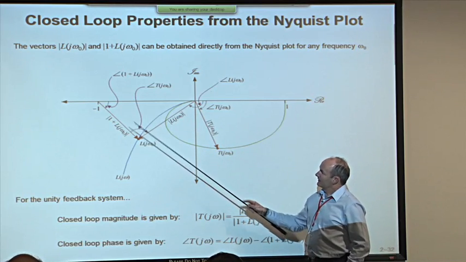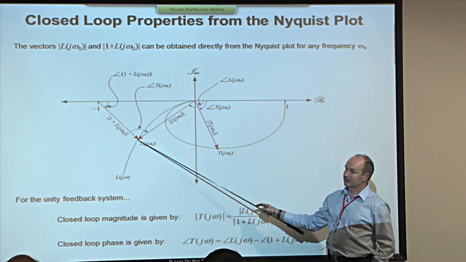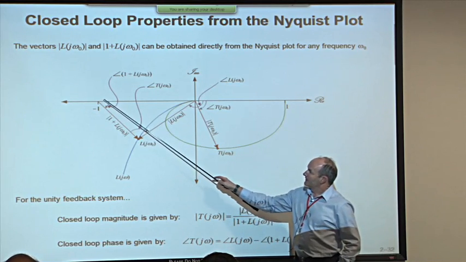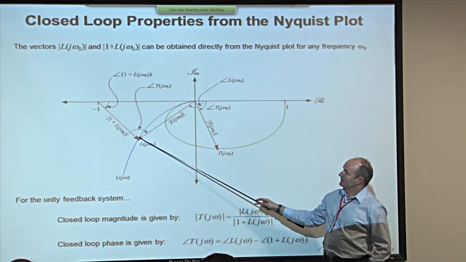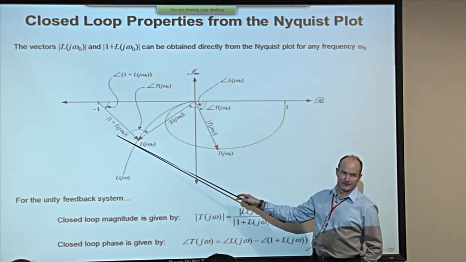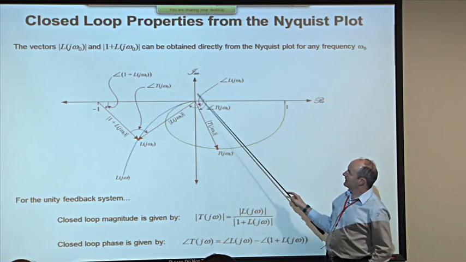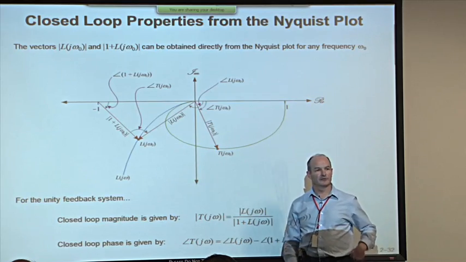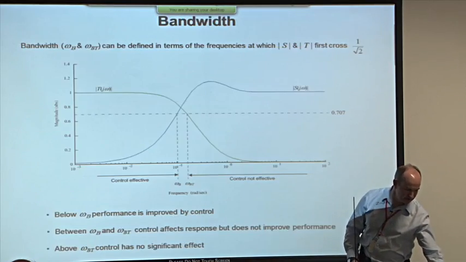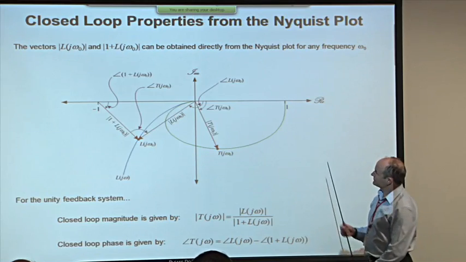Now, if we draw another line from the critical point out to exactly that same point on the Nyquist curve, the length of that vector is nothing other than 1 plus L of j omega. So therefore, by taking the length of this vector and the length of this vector, I have all the information I need to construct these two curves. I just need the lengths of those two vectors.